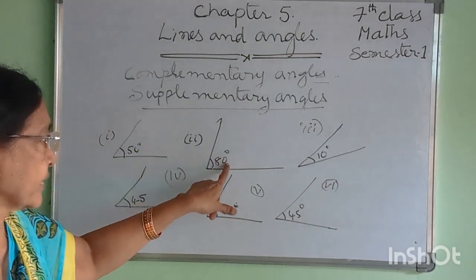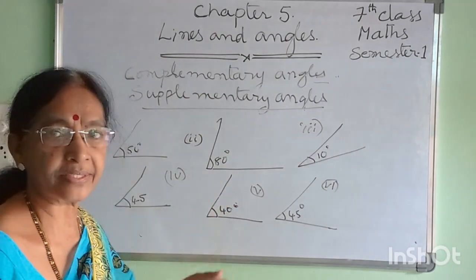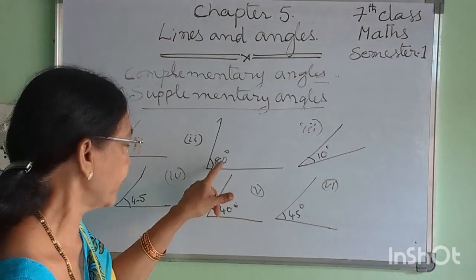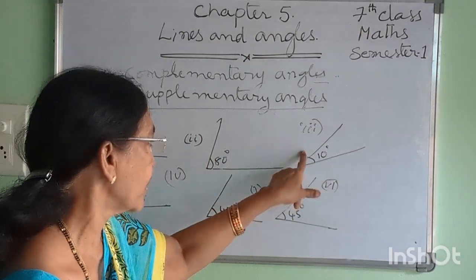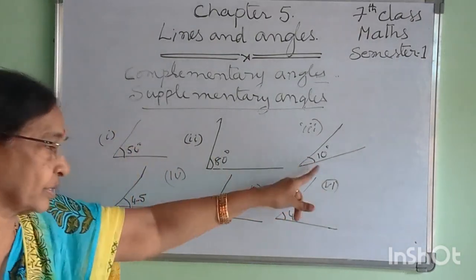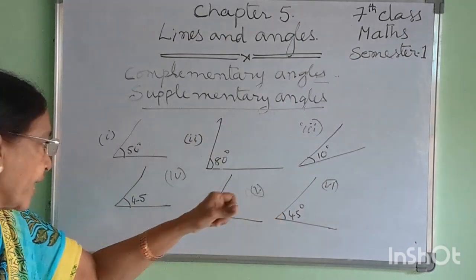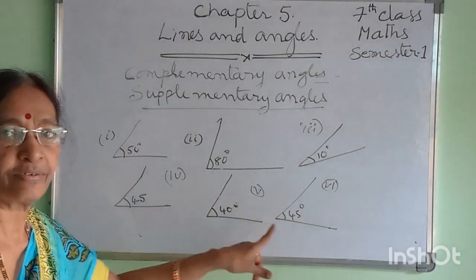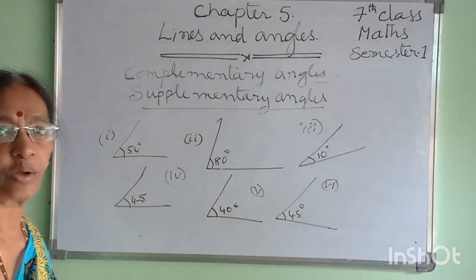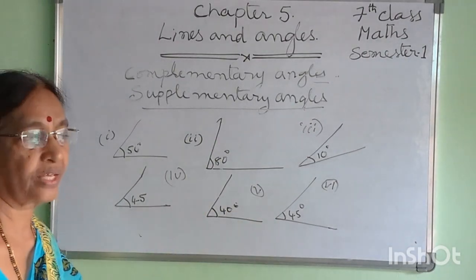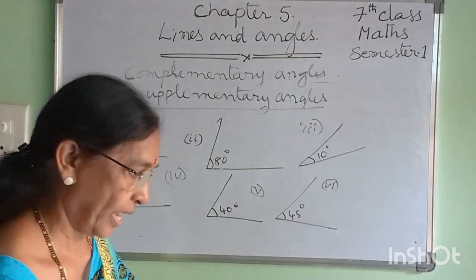Next, 80 degrees. 80 degrees plus 10 degrees is 90. So the complement to this angle is 10. Here is 10. So 2 and 3 are complement to each other, or these two are a set of complementary angles. Next, 45 and 45 make 90 degrees. Therefore these two are complement to each other and they are called complementary angles.